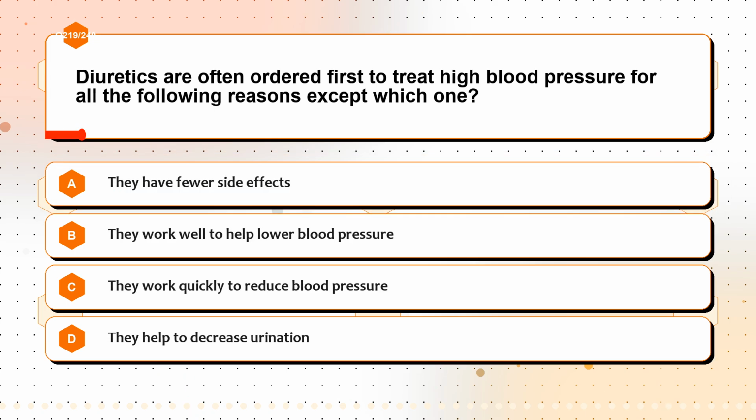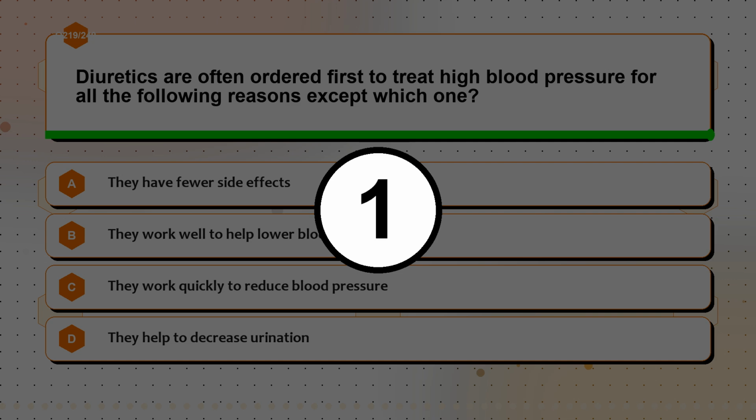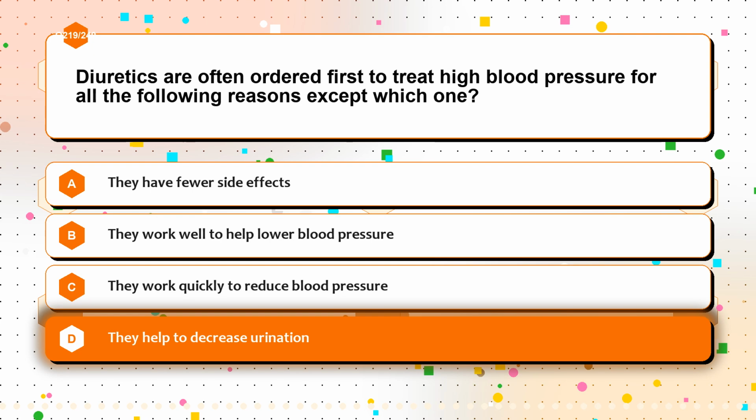Question 219. Diuretics are often ordered first to treat high blood pressure for all the following reasons except which one? Here are the options. Option A, they have fewer side effects. Option B, they work well to help lower blood pressure. Option C, they work quickly to reduce blood pressure. Option D, they help to decrease urination. The correct answer is option D. They help to decrease urination.